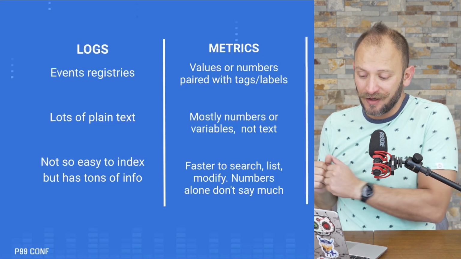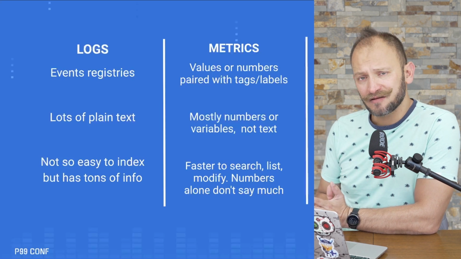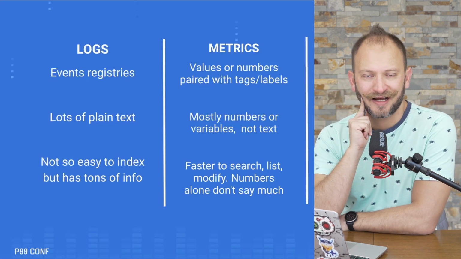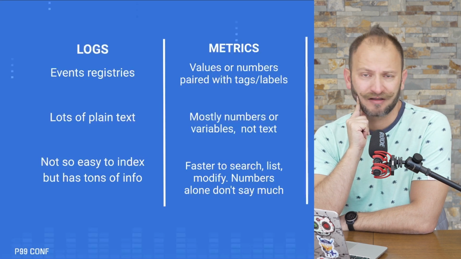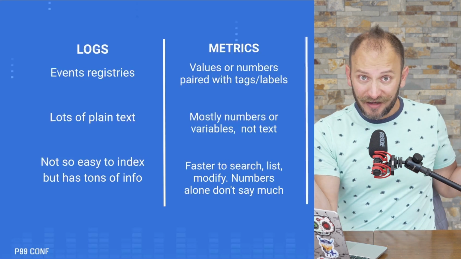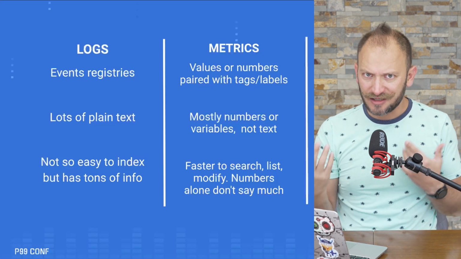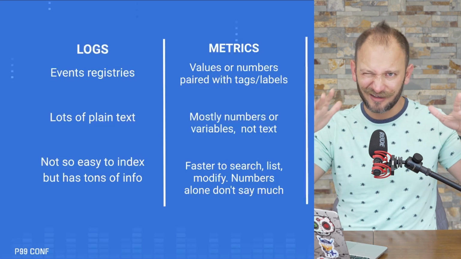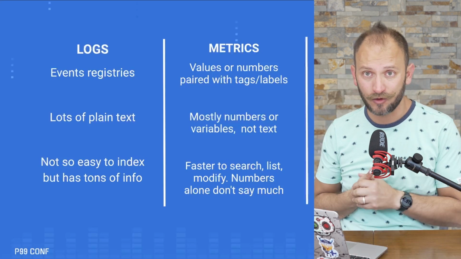Easy, right? But numbers by themselves do not tell you much. Here's your metric. It's a 9. Cool. And 9 what? $9? 9 Fahrenheit? That's cold. Is it good? Is it bad? If you don't have a context for those metrics, you can get lost easily. So that's kind of a downside, but you can put together the whole picture.